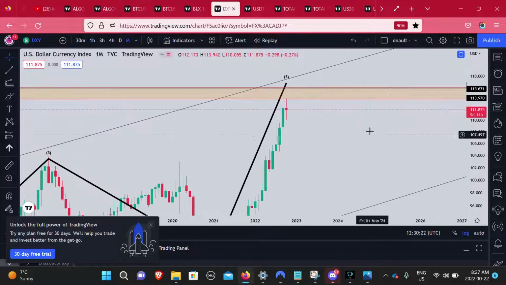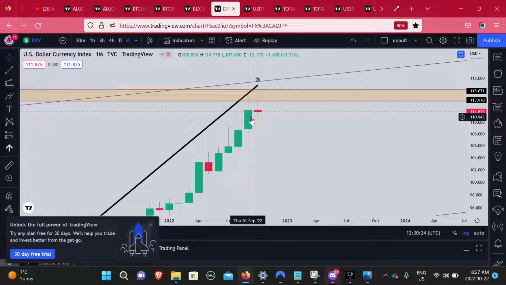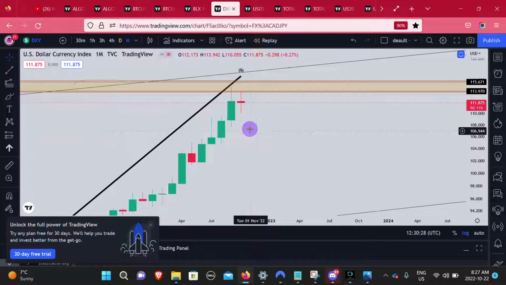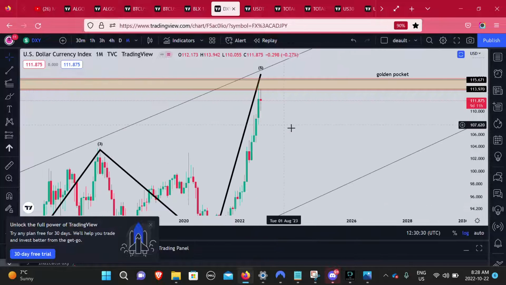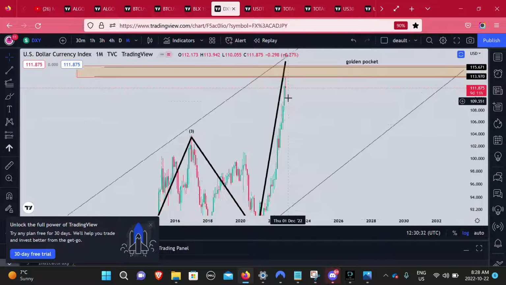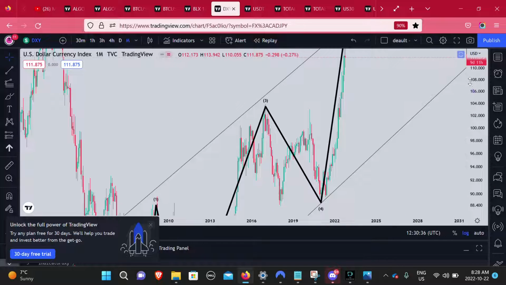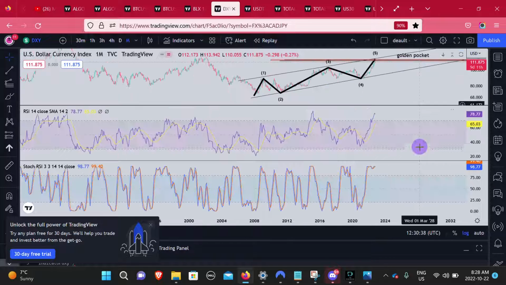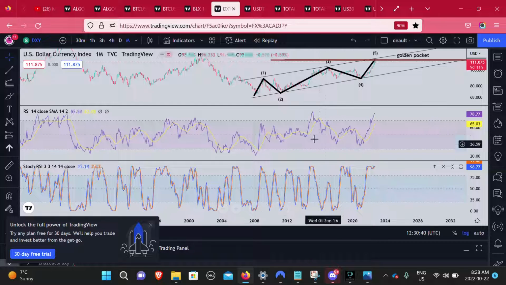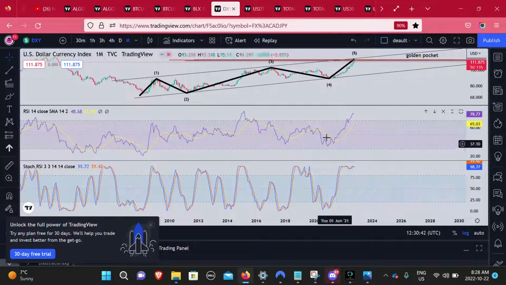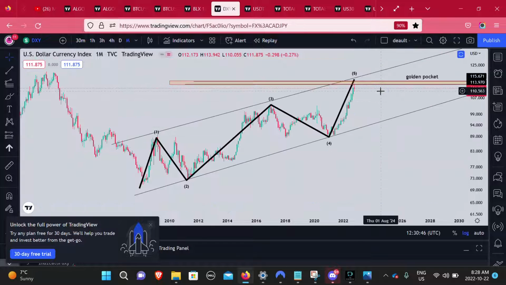Not only was it perfectly hit, we got a bearish spinning top. So that is extremely bearish. So the fact that it came up, hit the golden pocket, and created a bearish spinning top is very, very bearish for the DXY. Look at the stock RSI and the RSI. Right at the top. It can't go any higher. So it has to come down. It has to. I do see the DXY coming down.